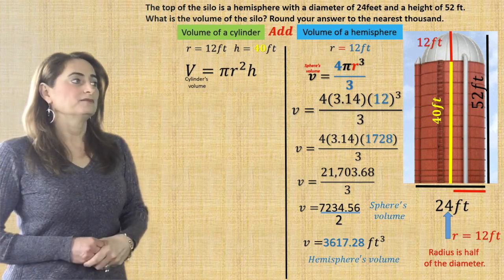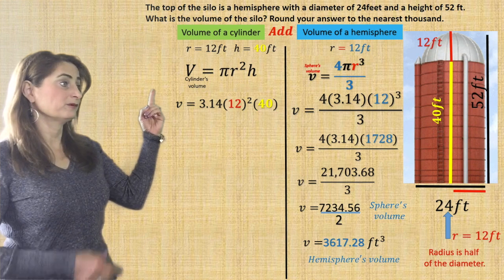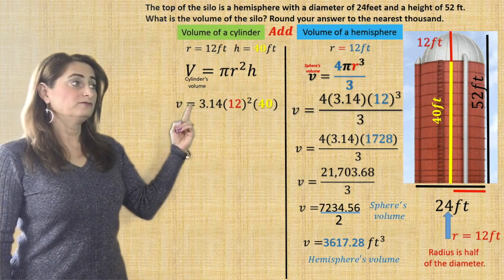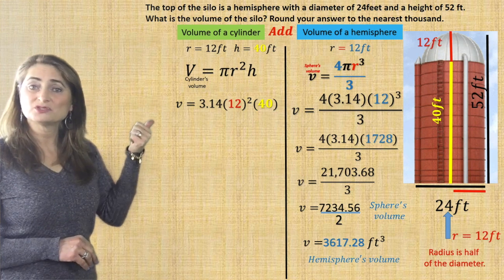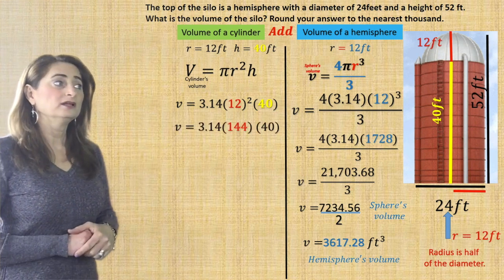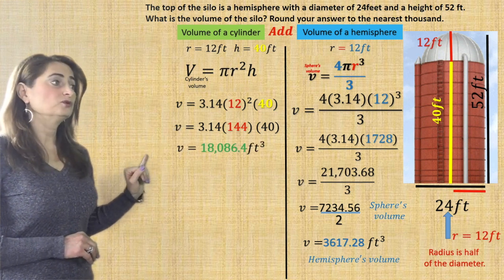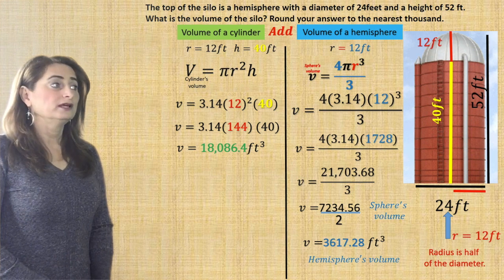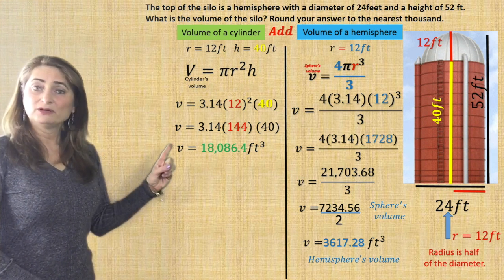Now let's find the volume of the cylinder. Pi r squared times the height. Substitute all the numbers that you know. I know 3.14 for pi, radius is 12 but squared, and the height is 40. Now square the radius, which is 12 squared, is 144. Bring everything else down. Now multiply 3.14 times 144 times 40, gives you 18,086.4 cubic feet. That's the volume of the cylinder.